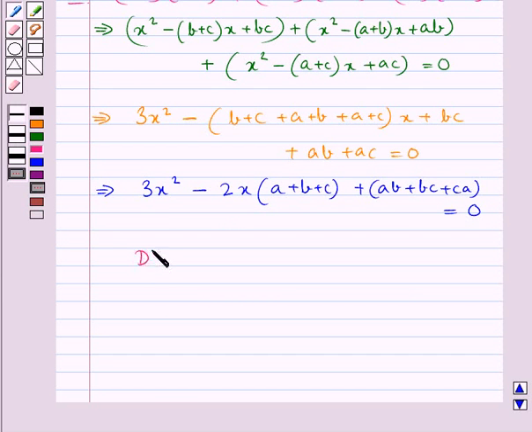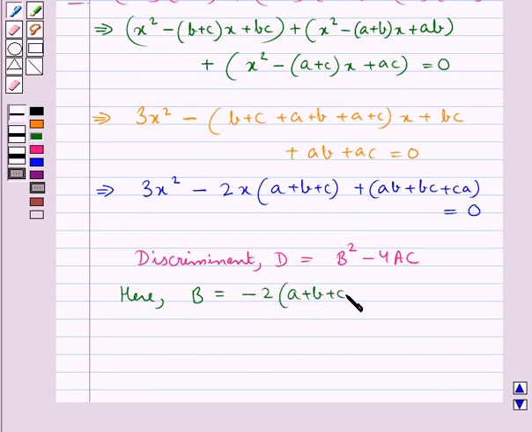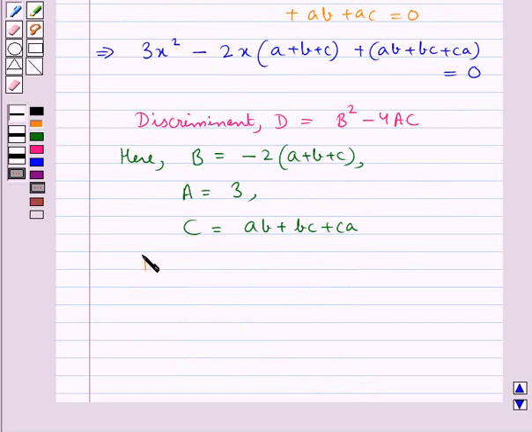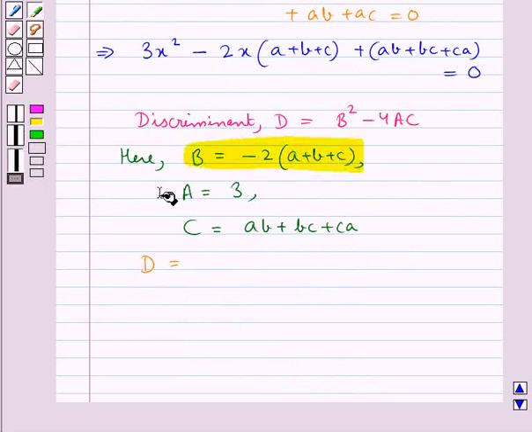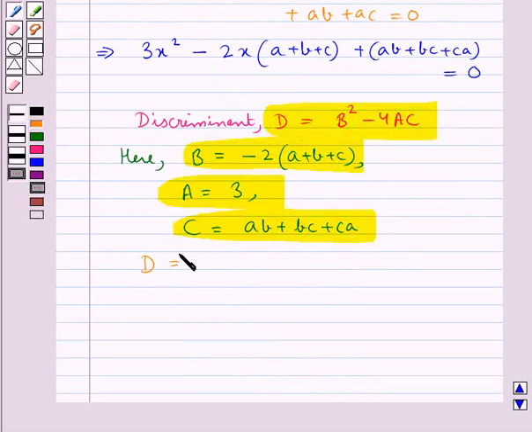Now we need to find the discriminant D, and it is given by b² - 4ac. For this equation, b is equal to the coefficient of x, which is -2(a + b + c), a is equal to the coefficient of x², which is 3, and c is equal to the constant, which is ab + bc + ca. So discriminant D is equal to, putting the values, D = (-2(a + b + c))² - 4 × 3 × (ab + bc + ca).